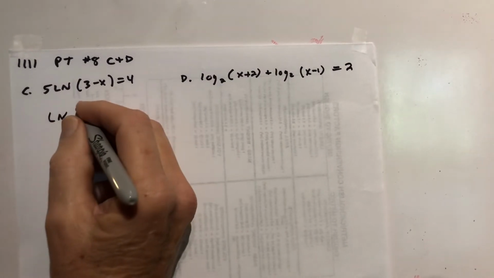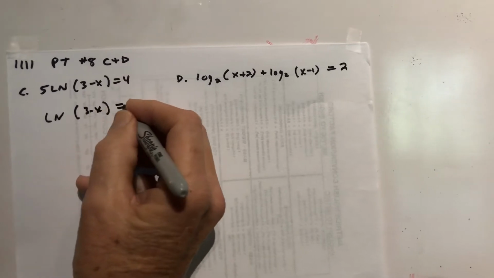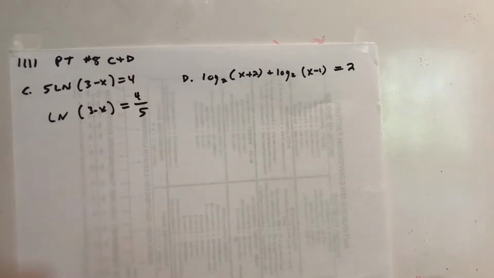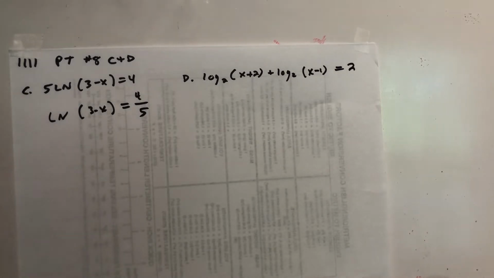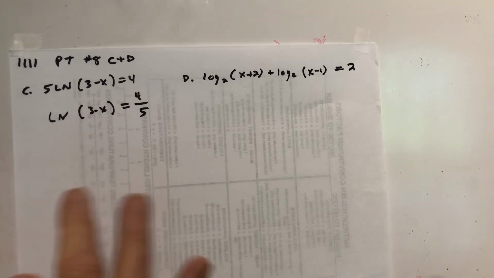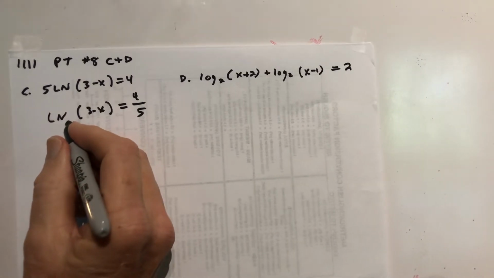So this is going to be ln 3 minus x equals 4. Move the 5 over, divide by 5. Now let's change to an exponent. What's our base? There is no base, so we assume not 10, it's ln, so it's e. If you want to write the e, you can.